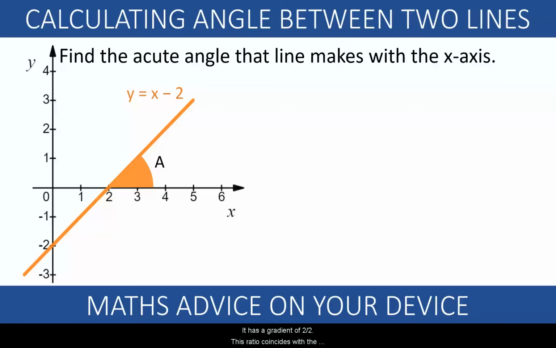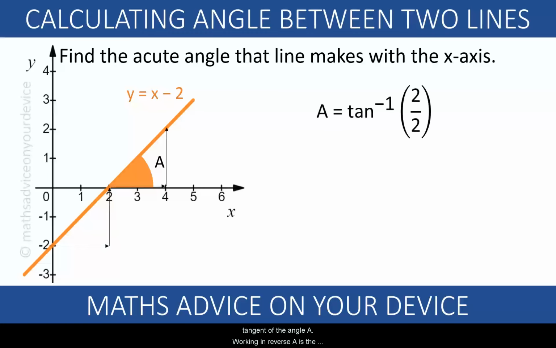It has a gradient of 2 over 2. This ratio coincides with the tangent of the angle A. Working in reverse, A is the angle whose tangent is 2 over 2. A is 45 degrees. The acute angle that y equals x minus 2 makes with the x-axis is 45.